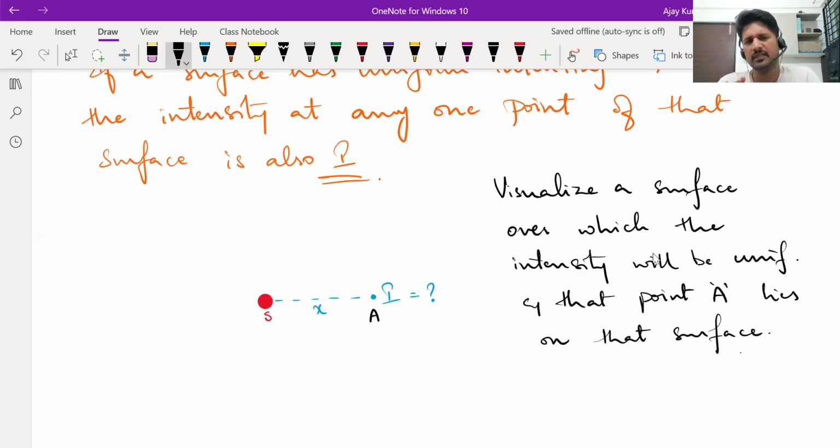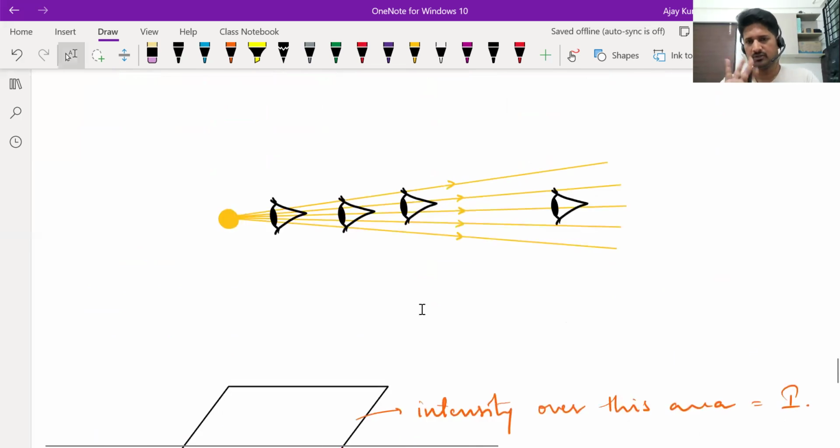Okay, think of it this way. Assume there is a small bulb. You know that when you move away from the bulb, its brightness will become lesser and lesser. No, I'm not saying the bulb's brightness as such, but the brightness observed by you will decrease.